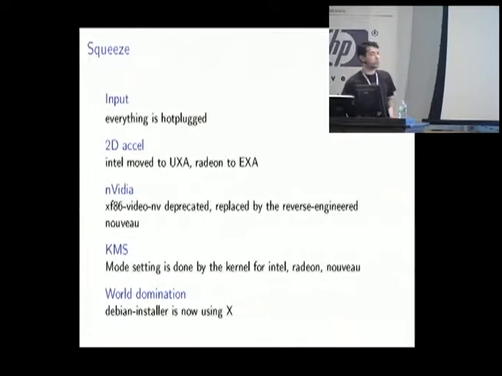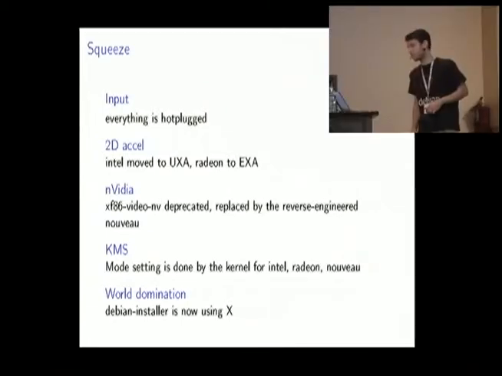Also in Squeeze, the Debian installer is now using X instead of using DirectFB for the graphical installer. This means basically that we don't have to maintain a separate backend for GTK and Cairo and stuff like this for DirectFB, and everything is just using X11 like in the normal system. And this work was surprisingly easy. I mean, it was just adding a new pass to build a udeb for a few packages, and it just worked.